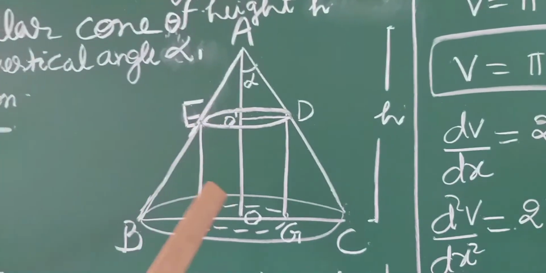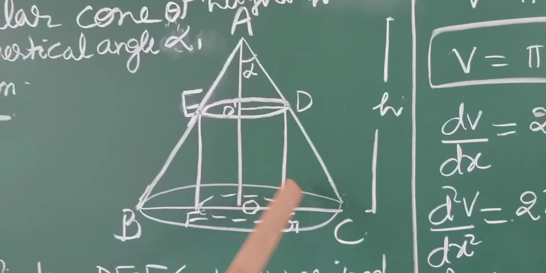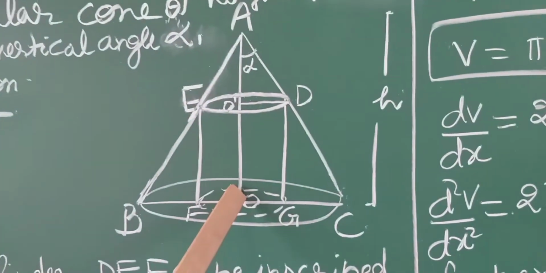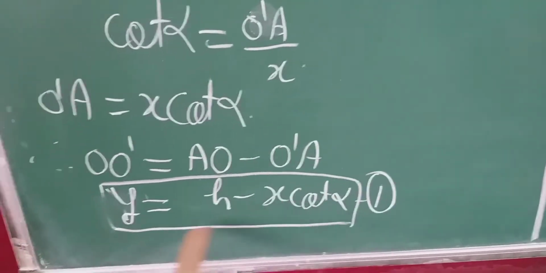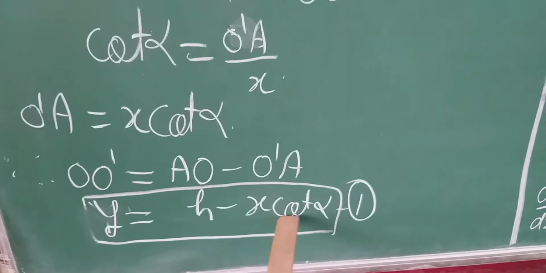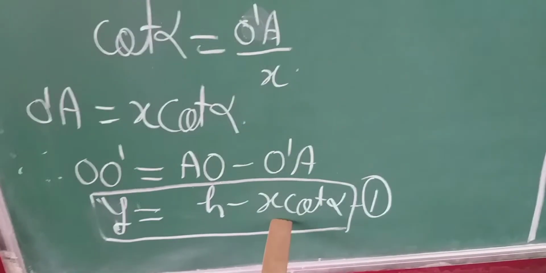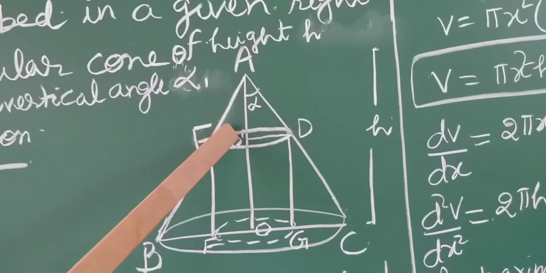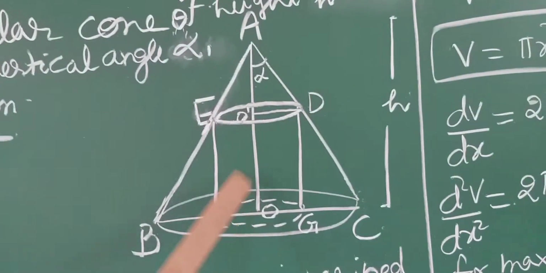So if we subtract O'A from h, then we can get the height of the cylinder OO'. So OO' equals AO minus O'A, y equals h minus x cot alpha. O'A value we have put here. So now it is the height of the cylinder: h minus O'A, so h minus x cot alpha. This is the height of the cylinder.